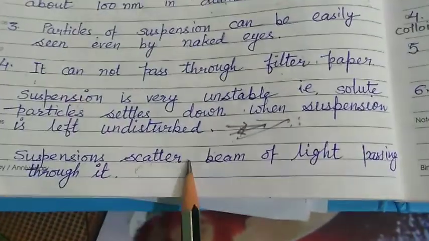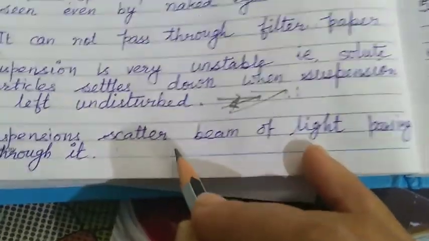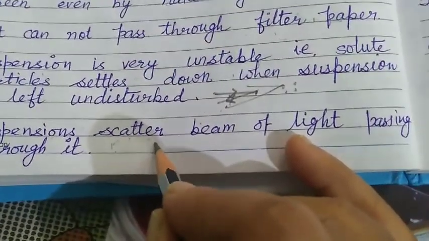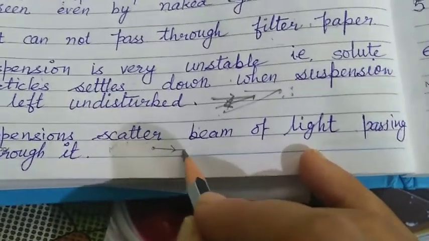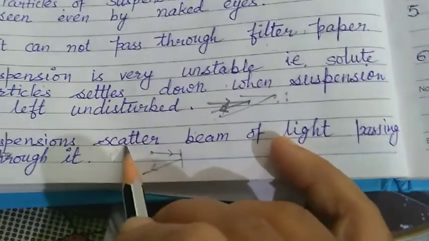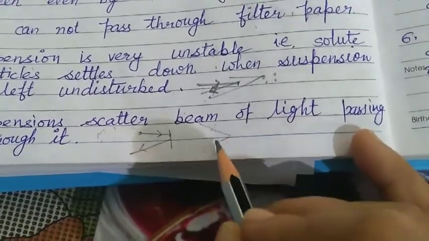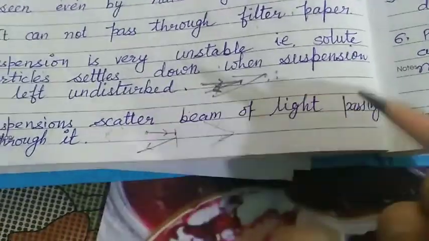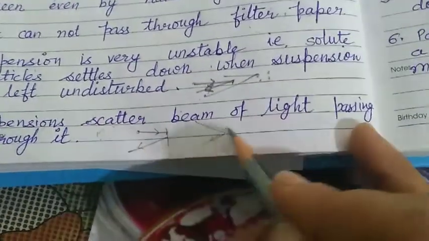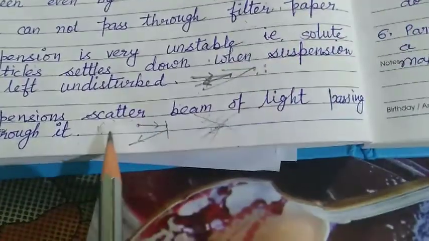Next, a suspension scatters a beam of light passing through it. Obviously, scattering is a kind of reflection. Reflection is when a light beam goes and strikes some object and then comes back. Scattering is a kind of reflection, but it's not particularly reflection. ठीक है? Reflection basically happens in a single direction, but scattering happens in all directions. बिखरना जिसे बोलते हैं, है ना?